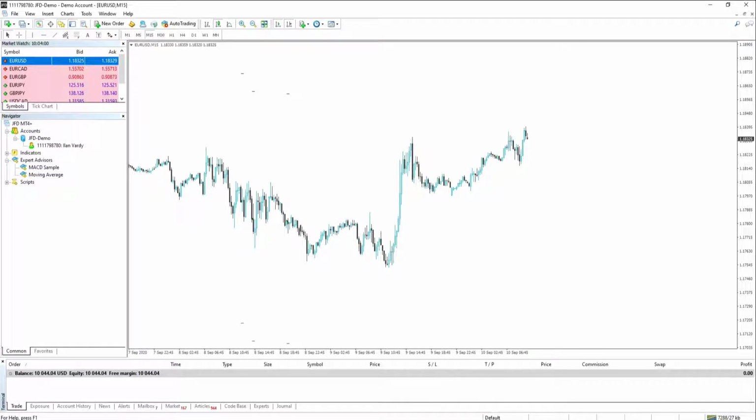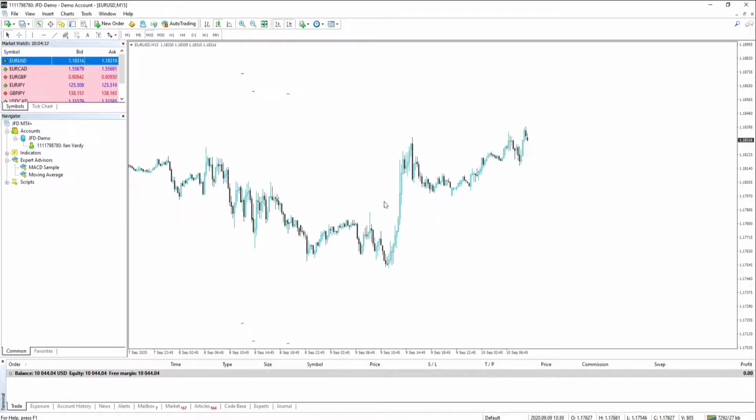Metatrader 4 and Metatrader 5 are the most popular trading platforms in the world. Although Metatrader 5 is the newer version, most traders still prefer Metatrader 4. In Metatrader 4 and Metatrader 5, you can trade both manually and automatically.